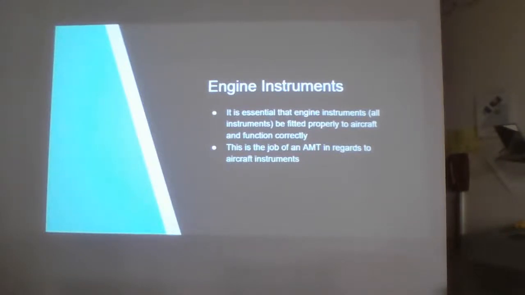So our essential job as far as instruments go is that we need to make sure that all these instruments are fitted properly to the aircraft and function correctly. If not, that's when we can remove and replace. We do a little bit of troubleshooting, such as if we need to correct indicators for range markings, but we don't really do any troubleshooting as far as repairing the instrument itself.